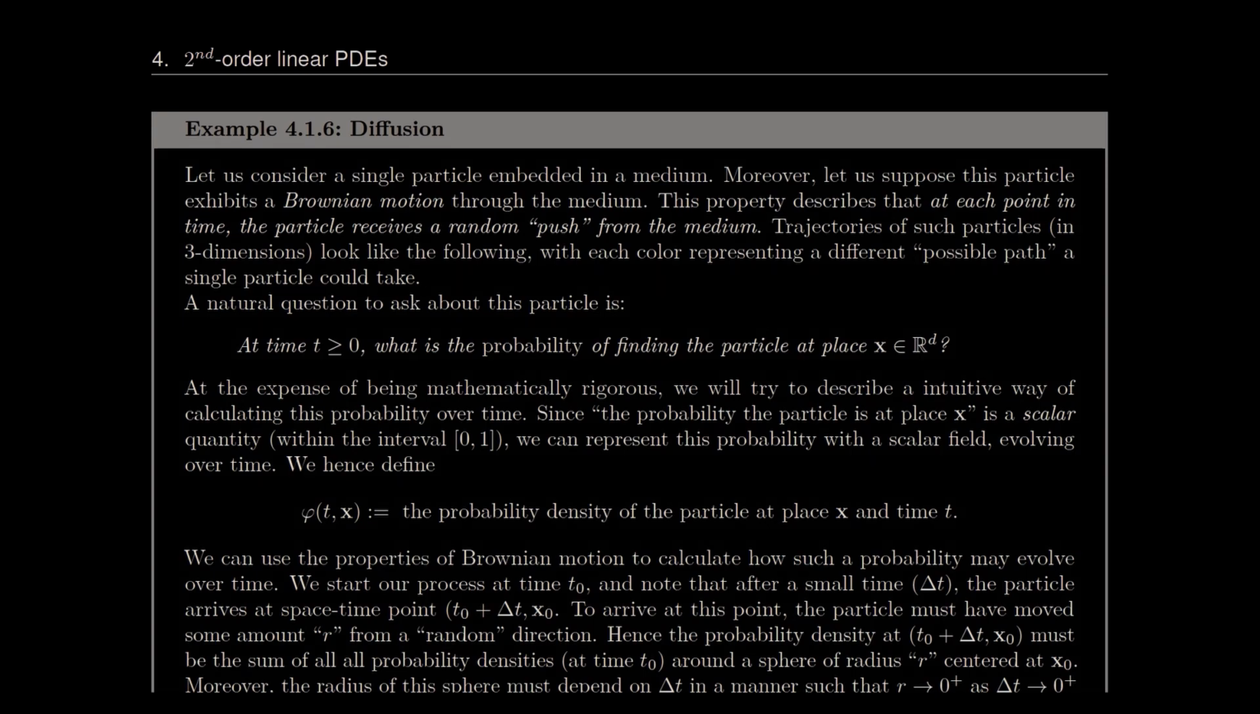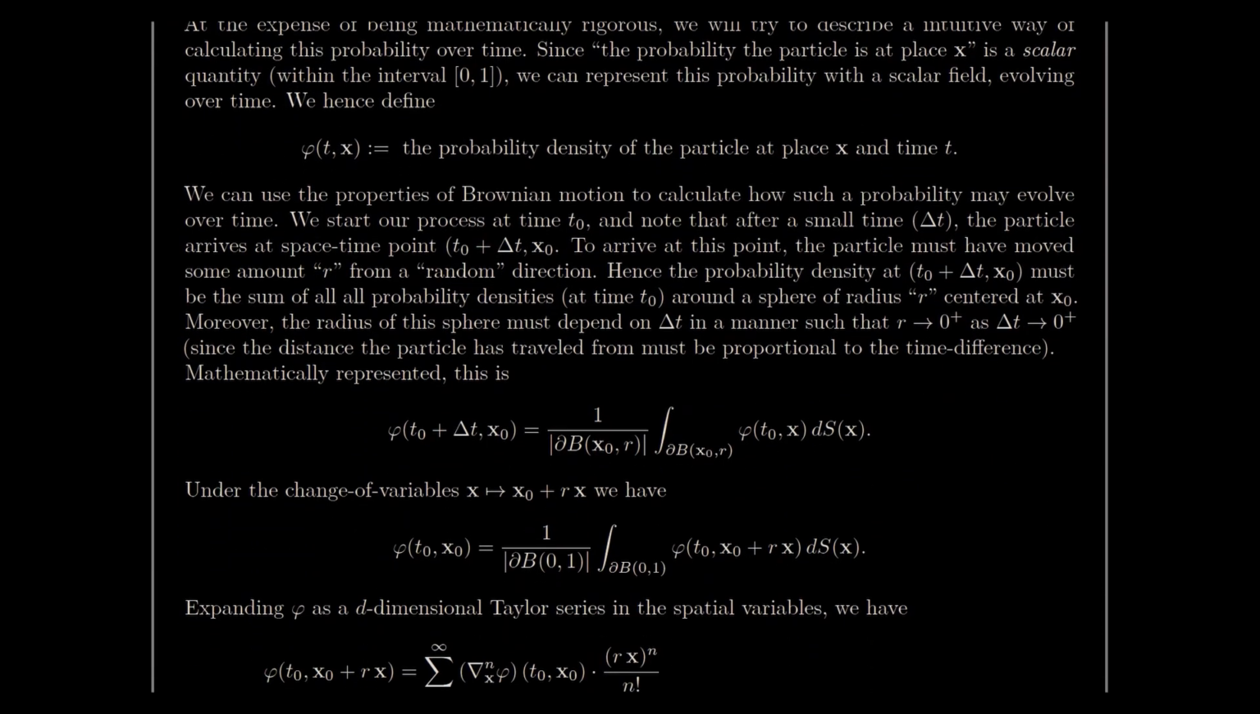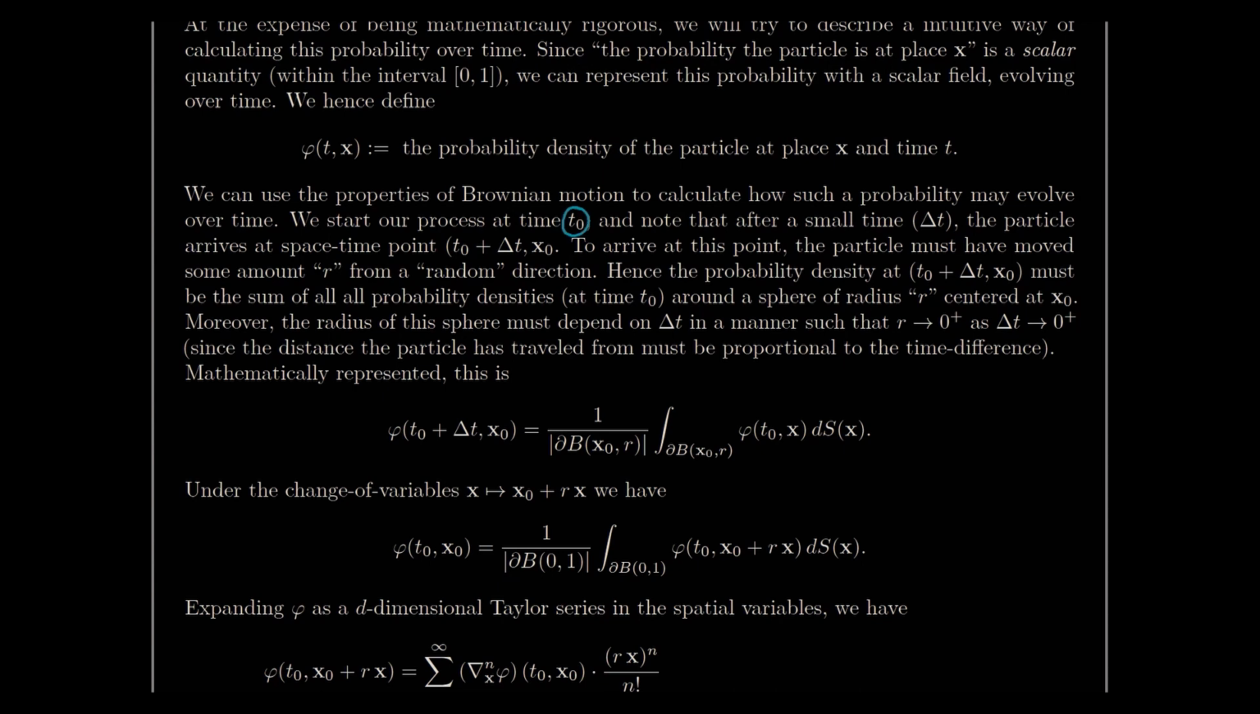So let's think about it. We're going to use the properties of Brownian motion to calculate how such a probability might evolve over time. So let's start at some time t naught and push ourselves forward a little delta t amount of time. So we're going to arrive at the point t naught plus delta t, x naught, and calculate the probability at that point. But to have arrived at that point, the particle must have moved some amount r from a random direction, right? So maybe this is my current time, t naught plus delta t, and then let's say that this is the point x vector naught. To have come here, it must have come from some direction of distance r at time t naught. So it must have been at one of these points at time t naught.